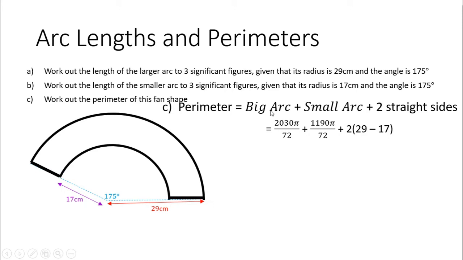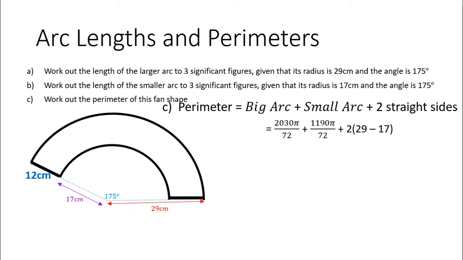We know the big arc length, and I've put the exact answer in here. We know the smaller arc length, and I've put the exact answer in here. And I know that the 2 straight sides, they're both the same, so I'm doing 2 times the difference between the big radius and the small radius, which is 29 minus 17. That gives me a length here, which will be 12. See, 12 plus the 17 would make the full 29.